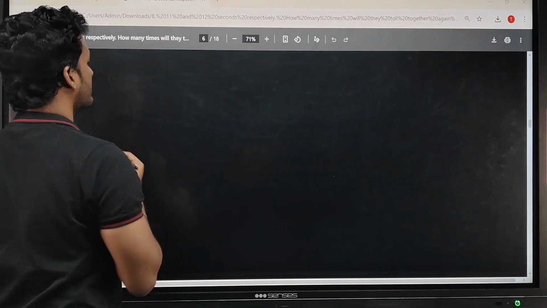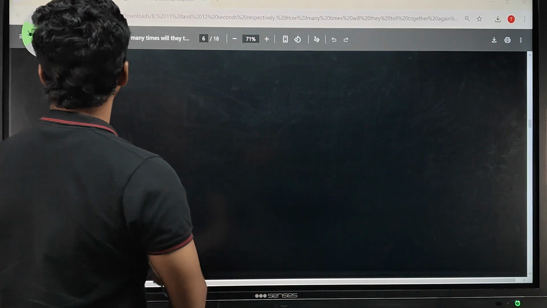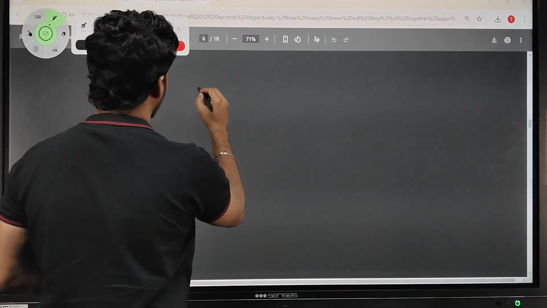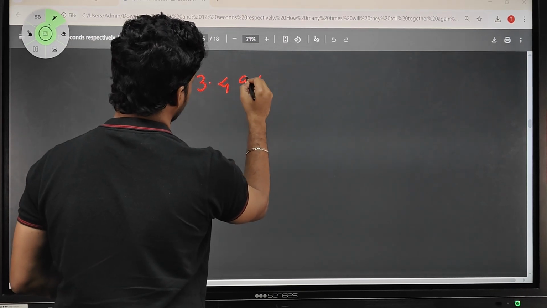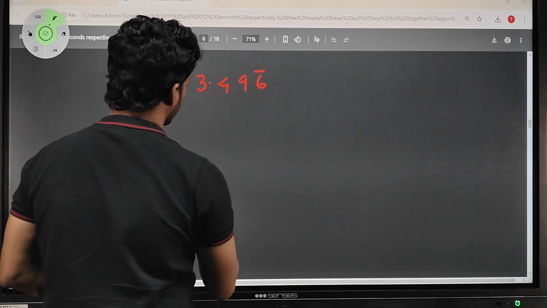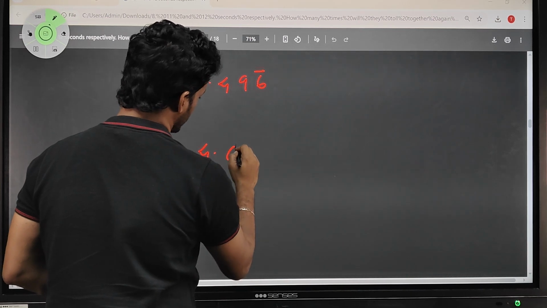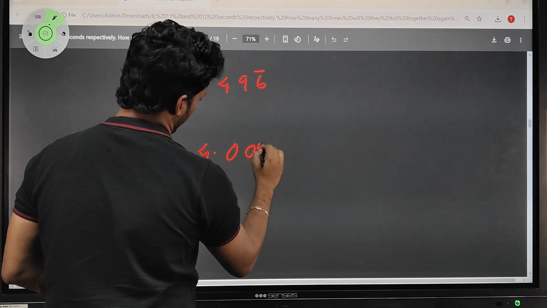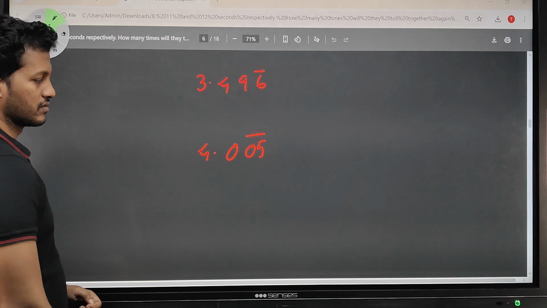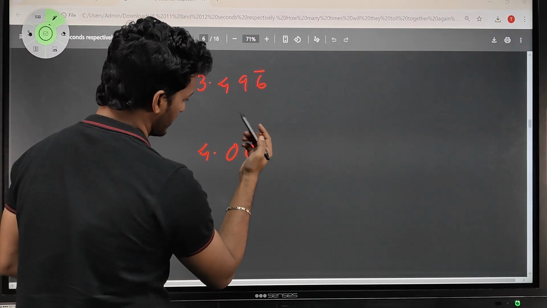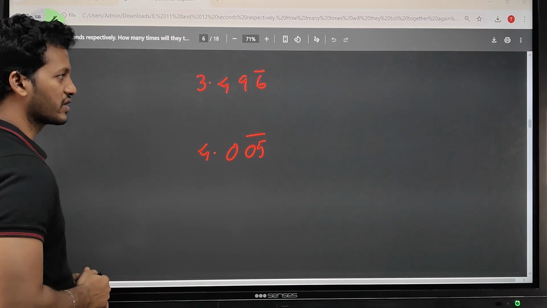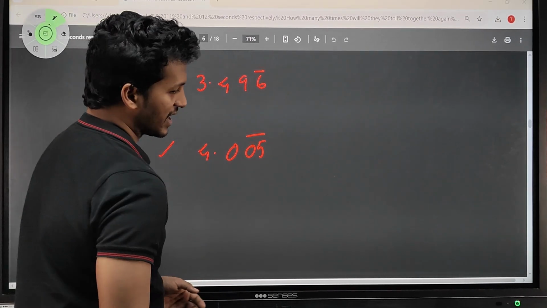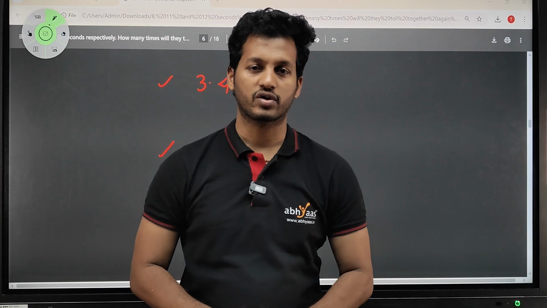I'm going to give you a problem as homework. Solve it and comment the answers in the comment section. The numbers are 3.496 6 bar and 4.0005 bar for 05. Find the answers for these two and comment them in the comment section.